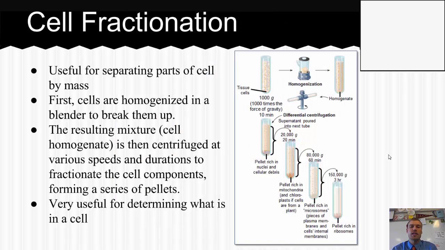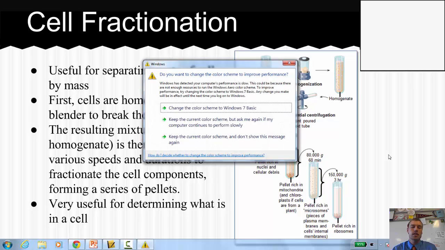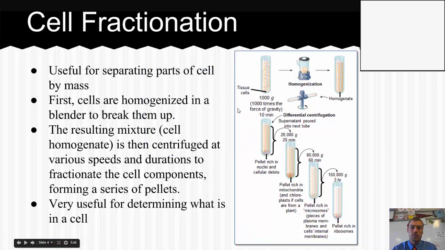Cell fractionation is basically centrifuging. It's a way to separate out the parts of a cell by mass. So you take cells, mix them all up and blend them, and you get a homogeneous, or uniform, test tube full of cells. You then centrifuge the cells, so you spin it. When you do that, all the heaviest things will go to the bottom and form a pellet.